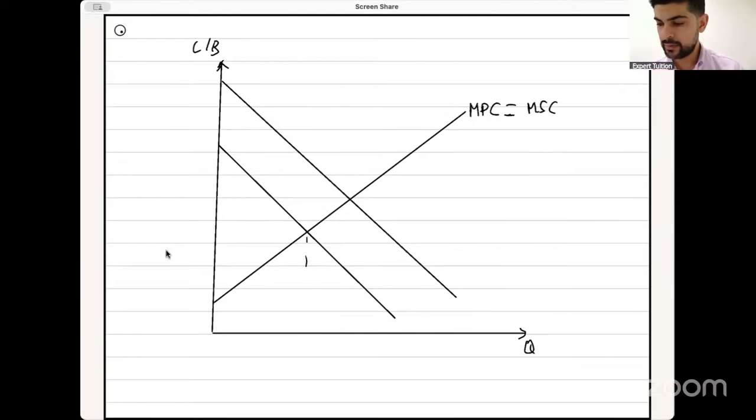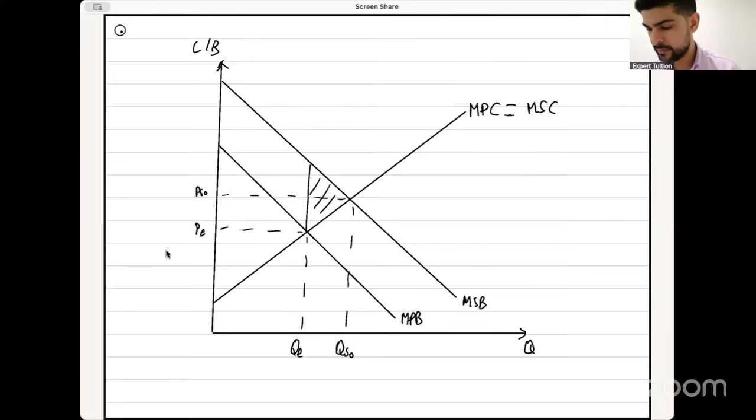I go dot down from the 2 points of intersection. And then I say to myself, okay, are we doing too little or too much of this thing? Well, we're doing too little of a good thing. We're not doing enough, yeah? This is therefore QE. This is therefore QSO, that's social optimum. That's PE, and that's PSO. Now, I know that's equilibrium, so that must be MPB. This is therefore MSB. And then finally, the triangle over here is the potential welfare gain.